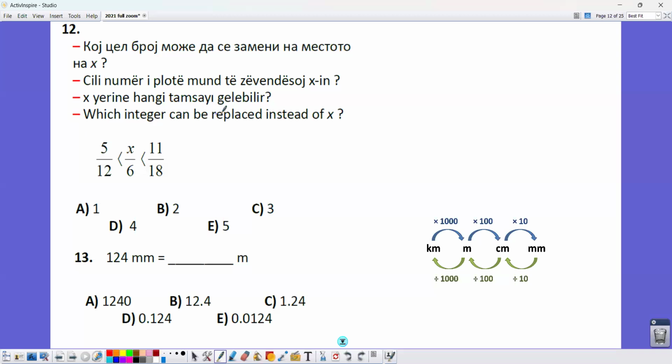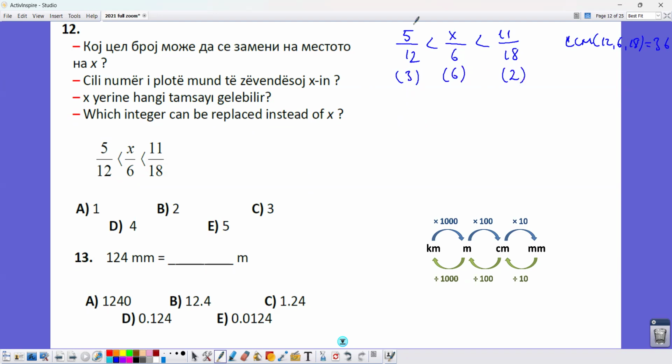Now, which integer can be replaced instead of x? We have 5 over 12 less than x over 6 less than 11 over 18. In this case, to find which integer is in the middle, we need to make all the denominators the same. So the LCM of 12, 6, and 18, if you check, you will see that it is 36. So I will make all of them 36. To make 12 into 36, I will multiply by 3, 6 by 6, and 18 by 2.